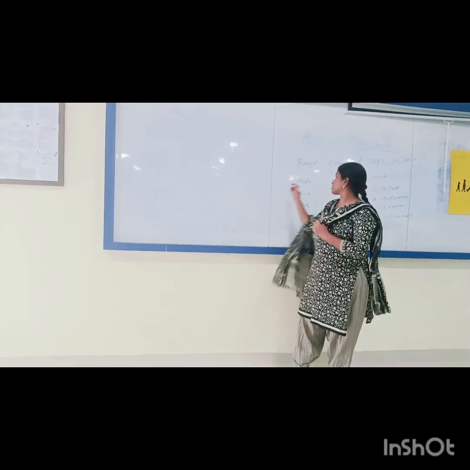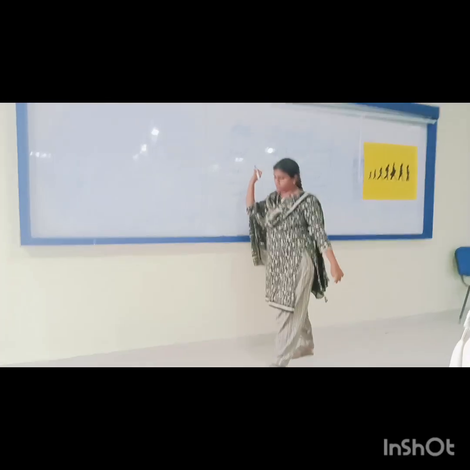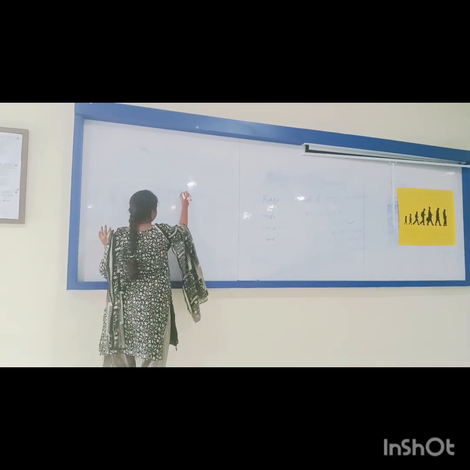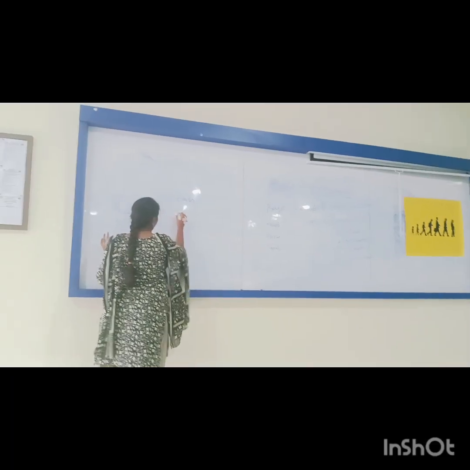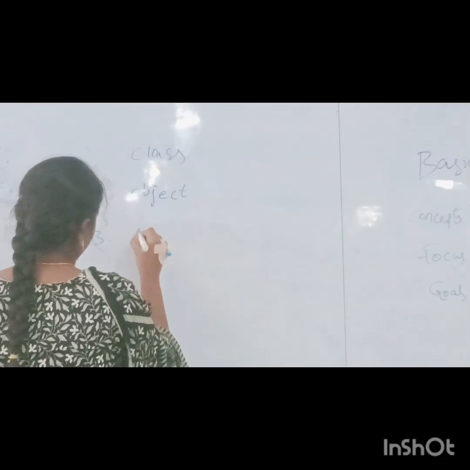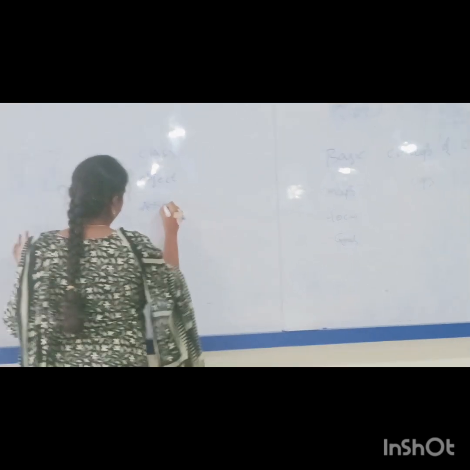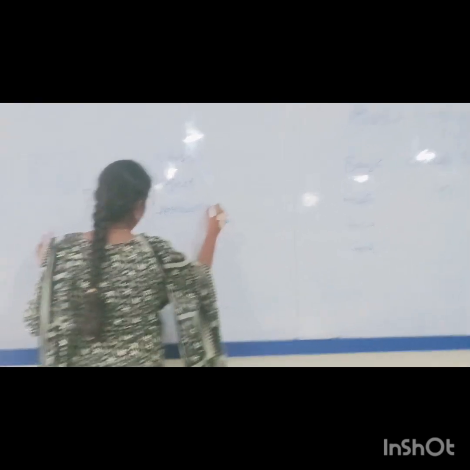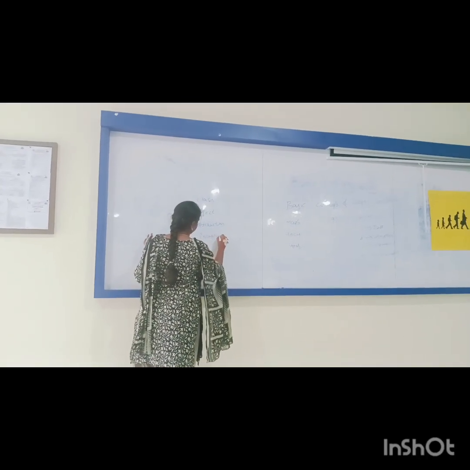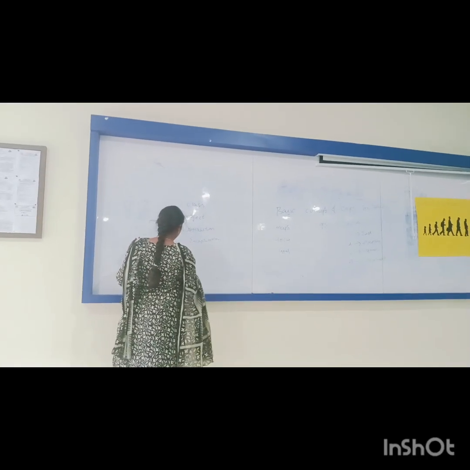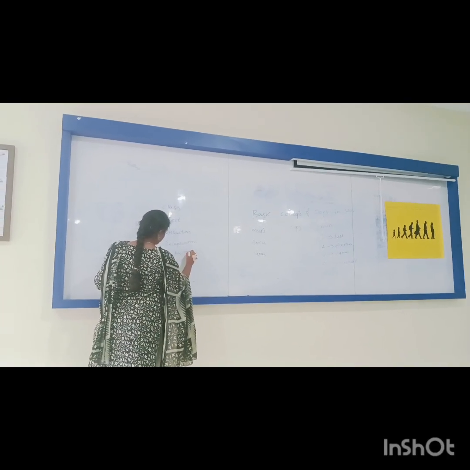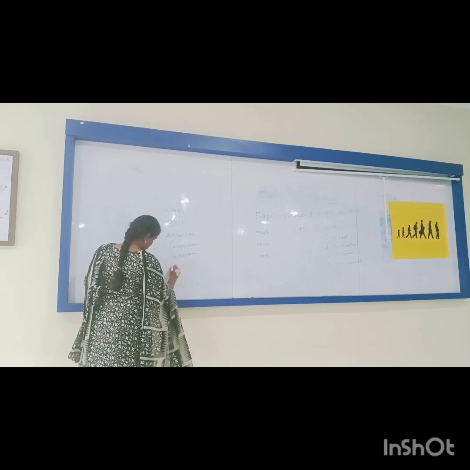Coming to the topics, first topic is concepts. In concepts there are 6 concepts. First one is the class, second object, third abstraction, fourth encapsulation, fifth one is inheritance, and last, sixth one is polymorphism.